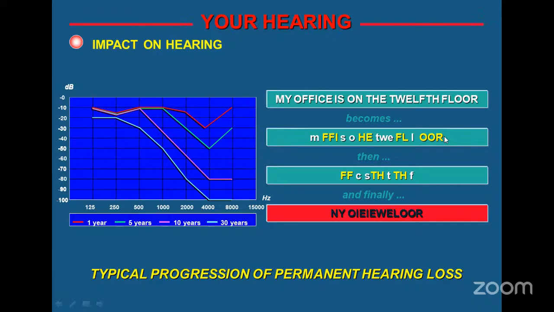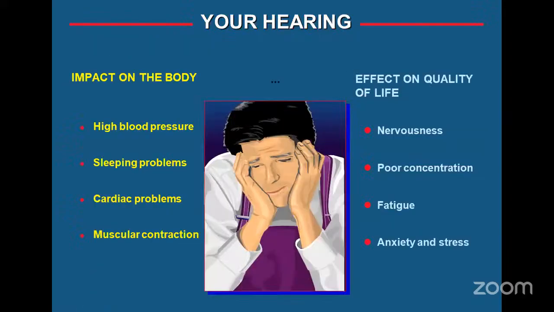Okay, maybe by the time he will be used to it, and he can complete the missing letters. Later, it will become "fifth floor." I don't know if he can understand or not. Later, he will not hear anything. You tell him, my office is on the 12th floor, he will not hear anything. Or he will hear maybe some letters, and most of the letters will be missing, because his hearing ability for the higher frequency letters is lost. Later, he will lose everything.